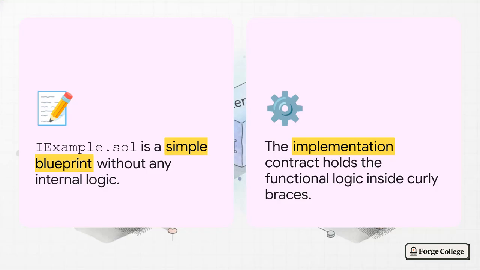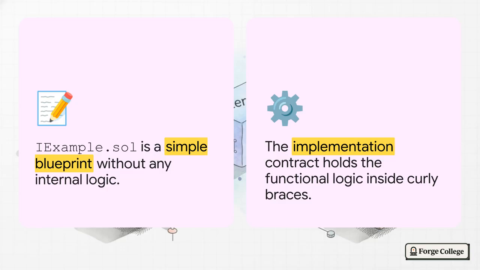On the left side, sketched out in that crisp dark green ink, you're going to see iexample.sol. That's our interface. It declares a function called store and another one called retrieve. But notice how it just ends with a simple semicolon? There is no body, no logic, no state variables. It's literally just a flat, two-dimensional drawing on the beige paper.